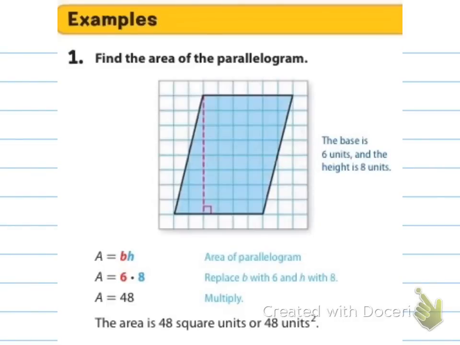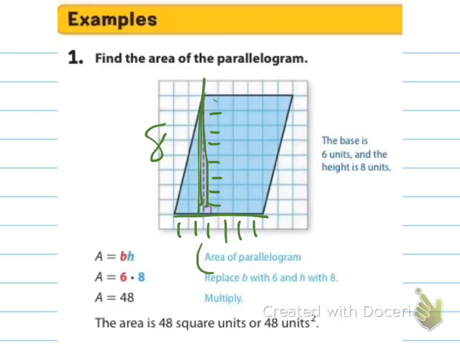Alright, so example number 1 says find the area of the parallelogram. And as you can see, this is on graph paper, so you're able to count the units yourself because you can clearly see what the units are. So if this is going to be our height, then this is our base. So counting our base numbers, we've got 1, 2, 3, 4, 5, 6. So the base is 6, and then the height we can count from where it's a perpendicular line here. 1, 2, 3, 4, 5, 6, 7, 8. So we've got a height of 8 and a base of 6.